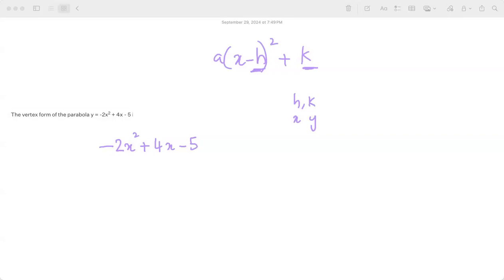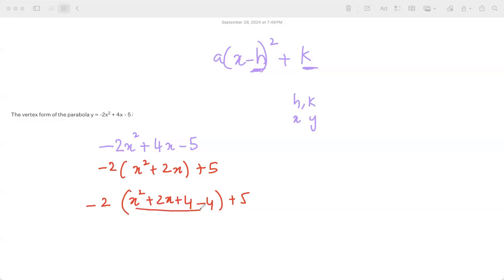Can I try on the board? Minus 2, I'll take it as common. So x square plus 2x, it becomes plus 5. Now x square plus 2x plus 4 minus 4 plus 5, minus 2 is outside. Now this I can write as a square term, x plus 2 the whole square. But when I bring it out, minus 2 times minus 4 is a plus 8. I bring it out, so plus 8 plus 5.